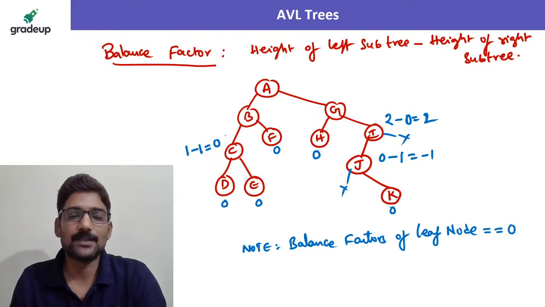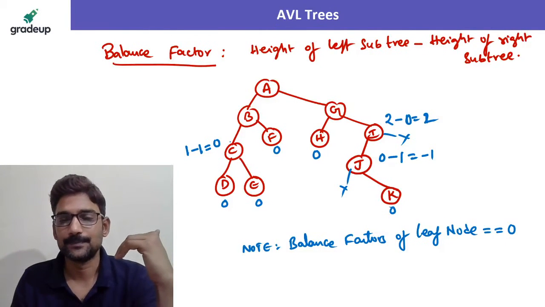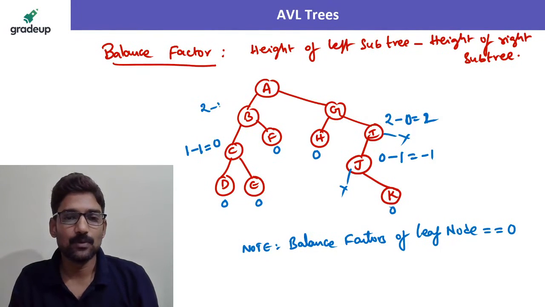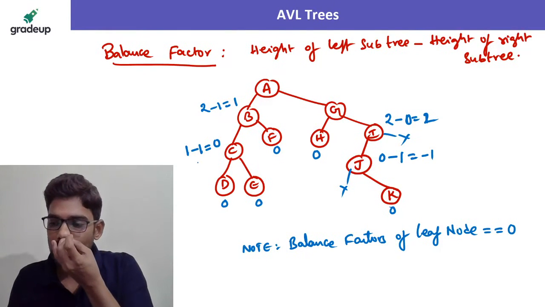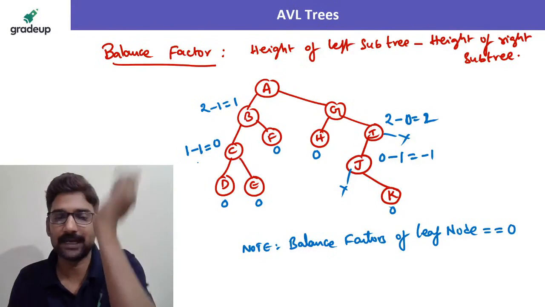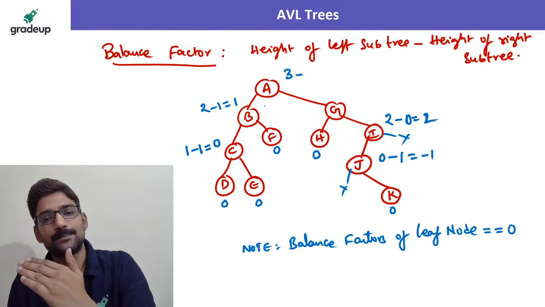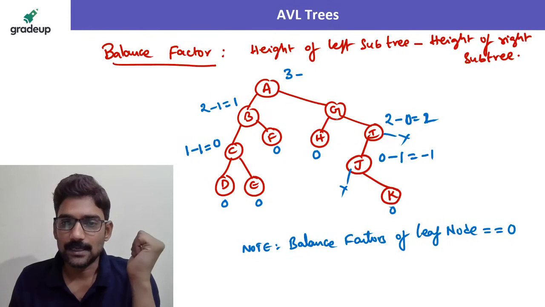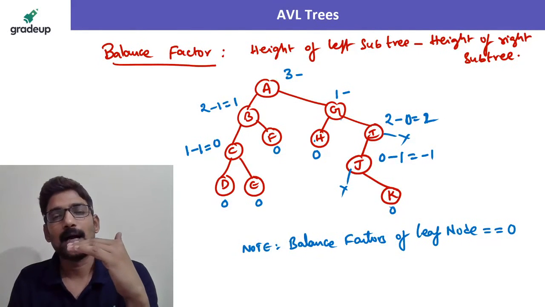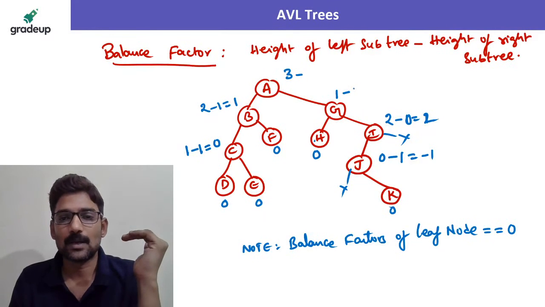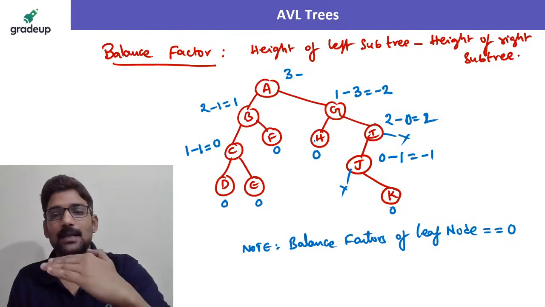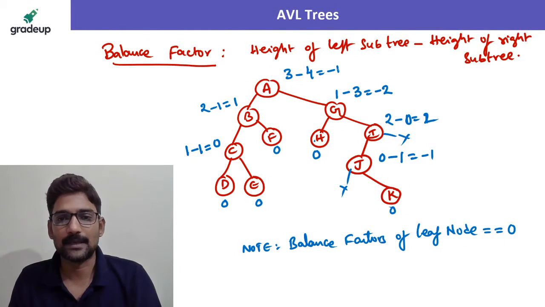Then B balance factor, left child C is at height 2, right child F is at height 1. So 2 minus 1, 1. Now A balance factor, left is at height 3. Okay, before A, let's find G balance factor. H is at height 1, right side I is at height 3. So 1 minus 3 is -2. Now A balance factor, left subtree is at height 3, right subtree is at height 4. So 3 minus 4 is -1.